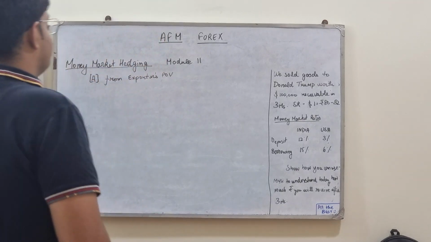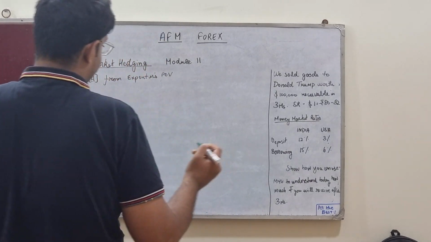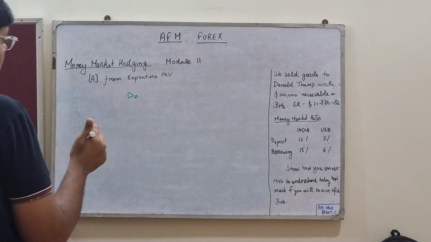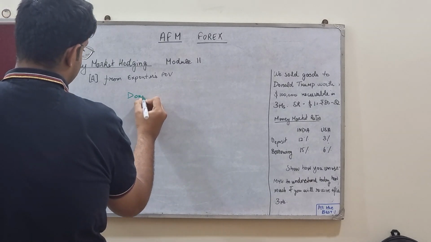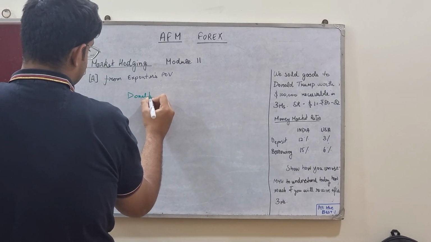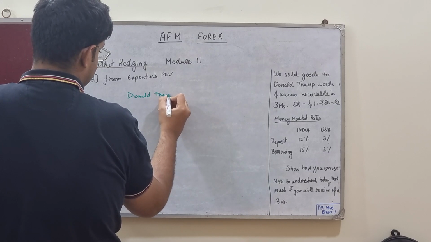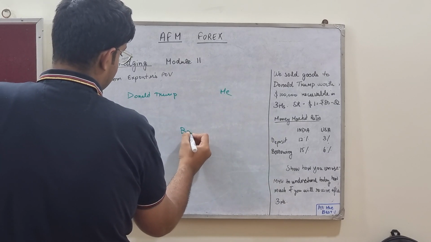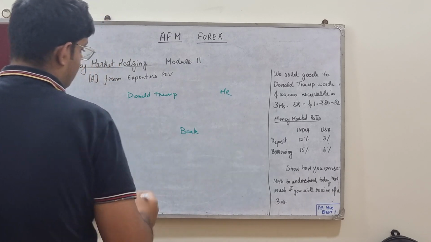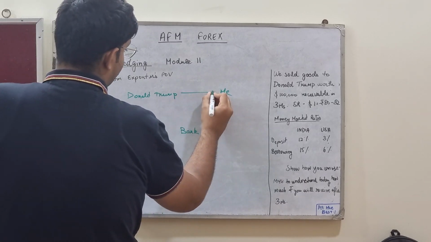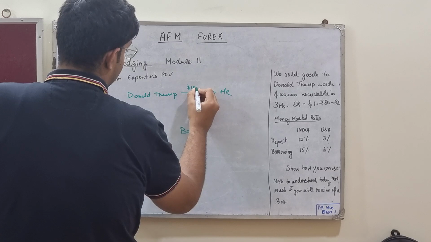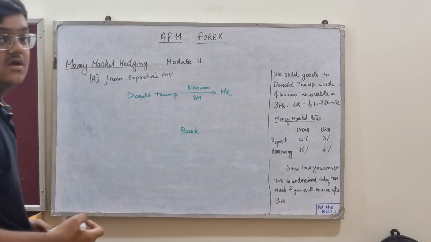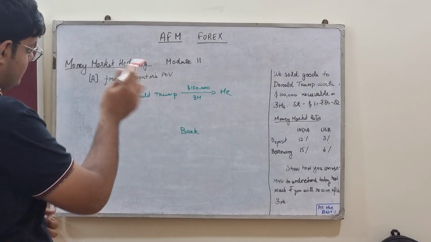Basically, there will be three parties. This is just an explanation, this is not the sum. There will be Donald Trump, there will be me, and then there will be a bank. Basically Donald Trump has to give me $100,000 in 3 months, right?